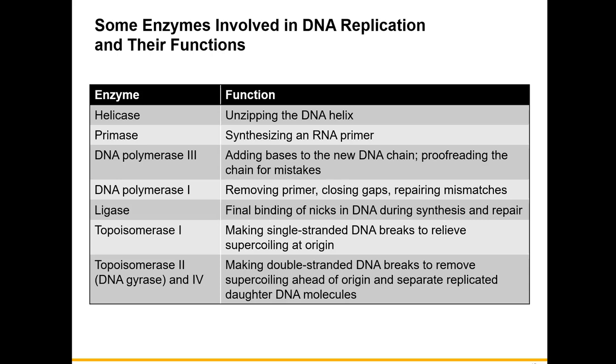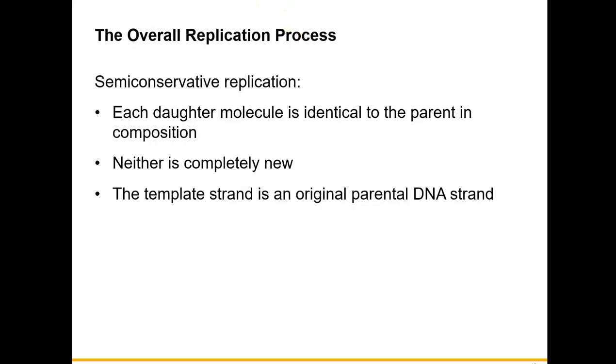Ligase is going to bind the nicks in the DNA during synthesis and repair. Topoisomerase 1 is making single-stranded DNA breaks to relieve the supercoiling. And then topoisomerase 2, also called DNA gyrase, and topoisomerase 4 are going to make the double-stranded DNA breaks to remove the supercoiling ahead of the origin and separate the replicated daughter DNA molecules.